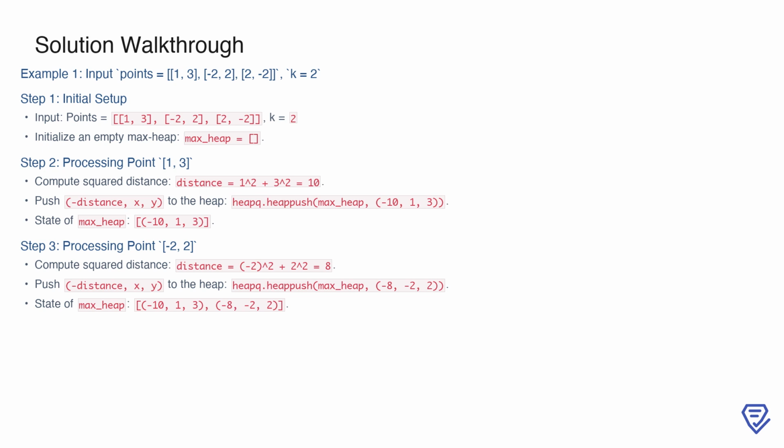The squared distance from the origin is calculated as 1 squared plus 3 squared equals 10. To store this in our heap, we push the negative of the distance along with the point coordinates as -10, 1, 3, so the heap now contains -10, 1, 3. Moving on, we process the second point, [-2, 2]. The squared distance is -2 squared plus 2 squared equals 8.